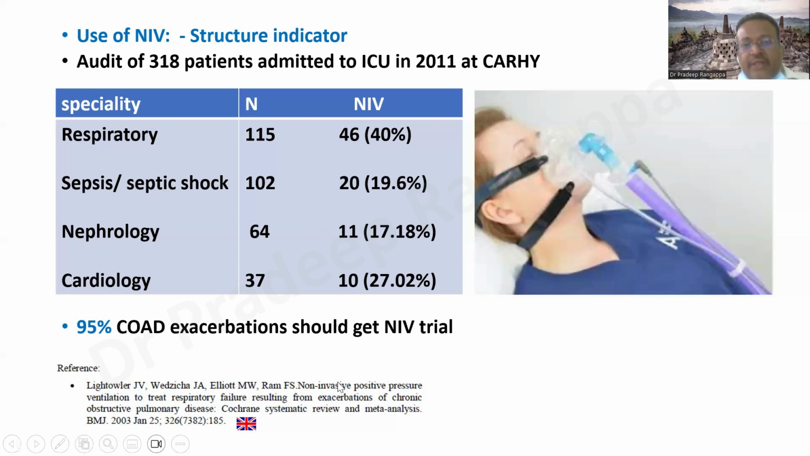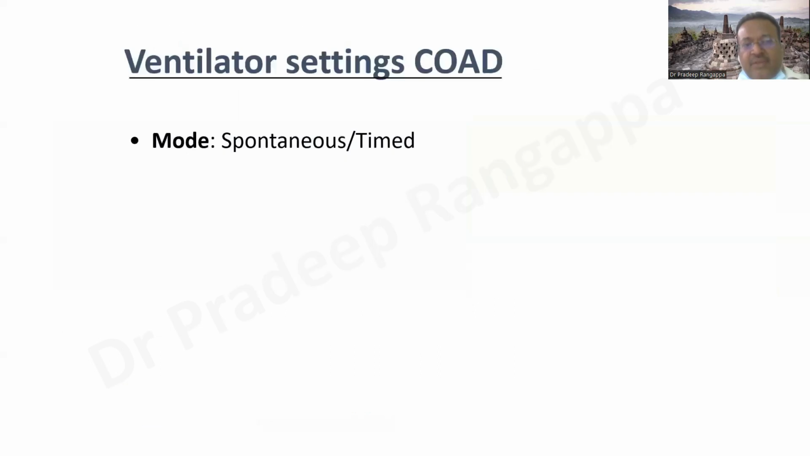quality indicator. This is just an audit that we did in our hospital to see how effectively we are using NIV. And this was the percentage of the cases that we were using NIV. 40% of the respiratory cases we had used NIV, and close to 30% we used in cardiology patients, and so on and so forth. So what are the ventilatory settings that are expected in COPD?